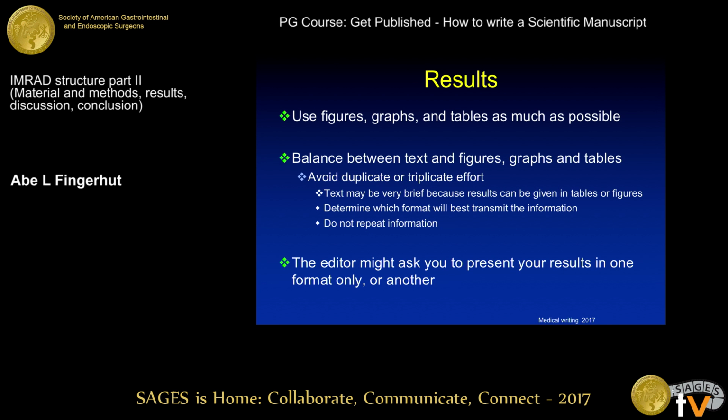For results, this chapter should be as short as possible, and you can make use of figures, graphs, and tables as much as possible. This is probably the best way to relate that information. But there has to be a balance between what you put in the text and what you put in the tables or the figures, and no repetition. You may choose one method. The editor may say, okay, well, this is better in text, this is better in a table.